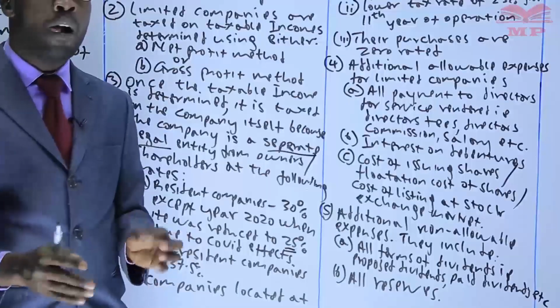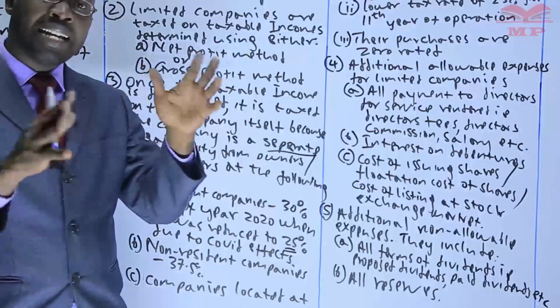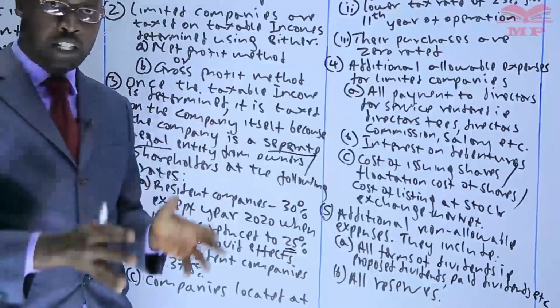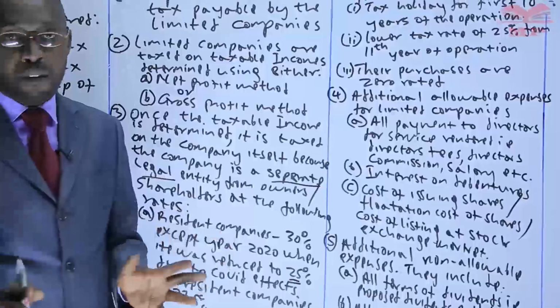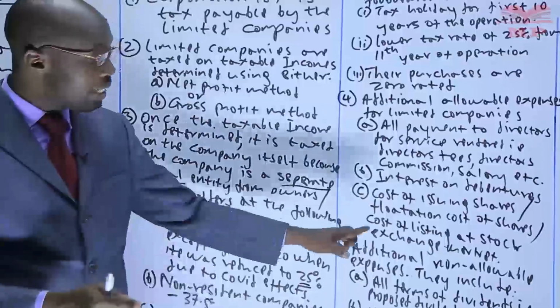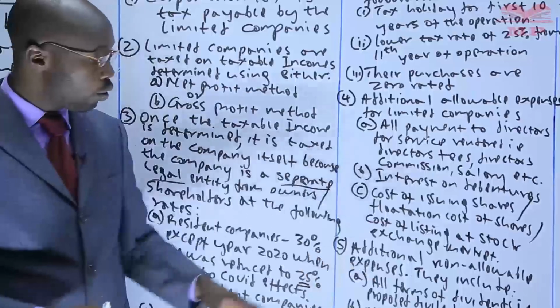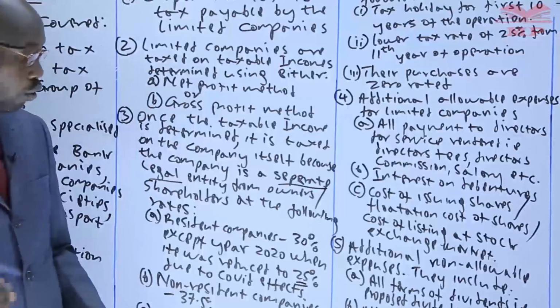And why don't we allow? Because when you are looking at the generally non-allowable expenses of any business, we said any payment to the owner of the business is usually not allowable. In the company, we call it the dividend. So we don't allow it because it is paid to the owners or to the shareholders.